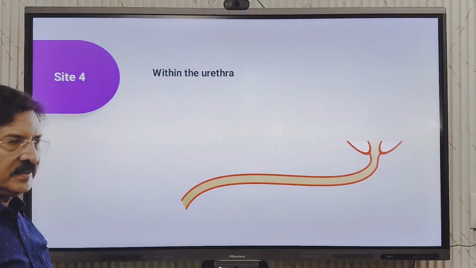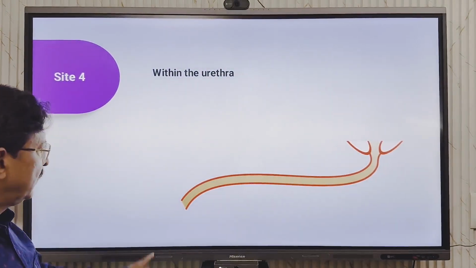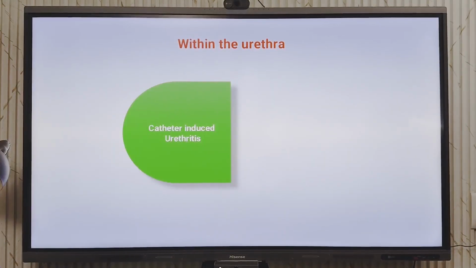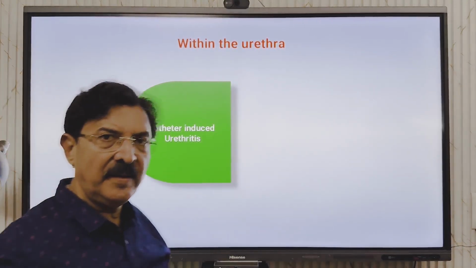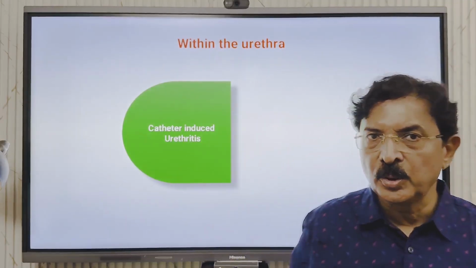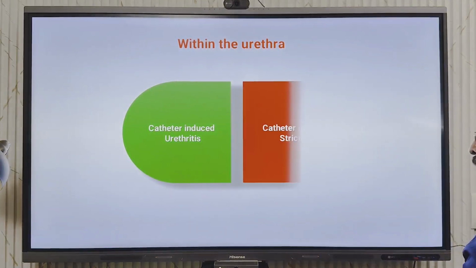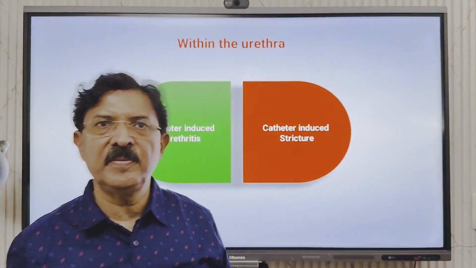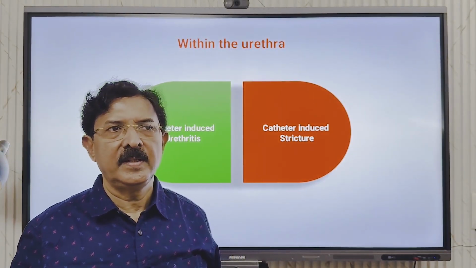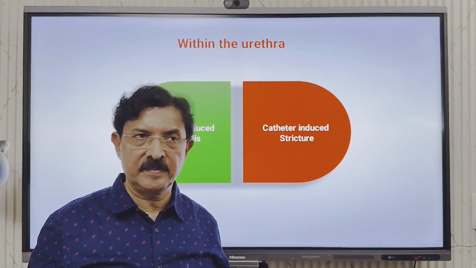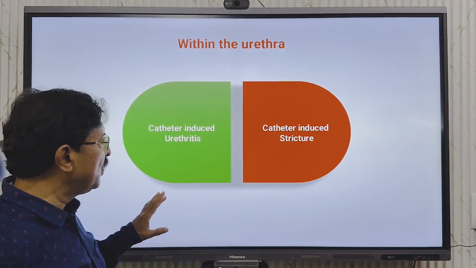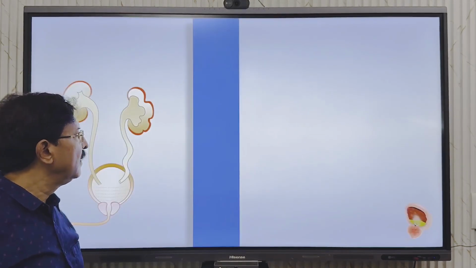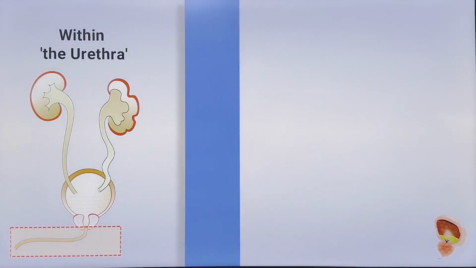Coming to the fourth site, which is within the urethra. Within the urethra, you may either have a catheter-induced urethritis, or you may have a catheter-induced stricture. Now, many patients of prostatic enlargement develop urinary retention and they are catheterized. And as a consequence of the catheter, you can have either of these. How will you discover this?